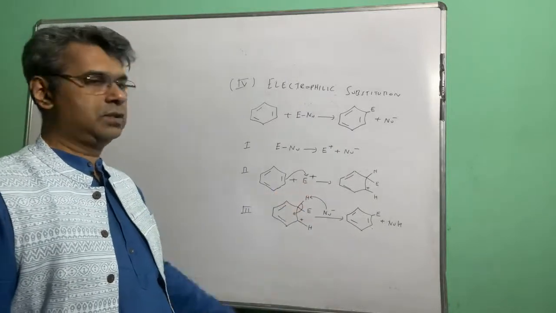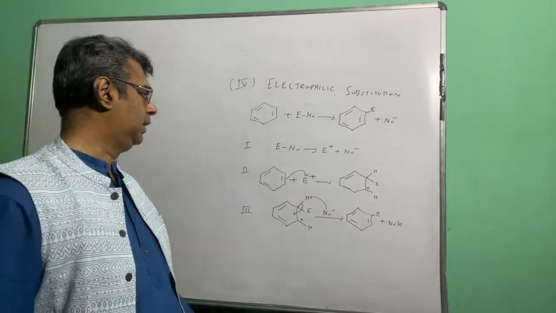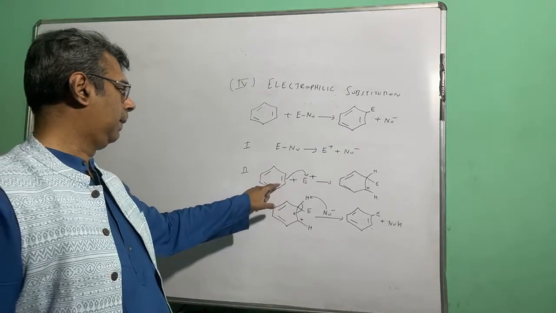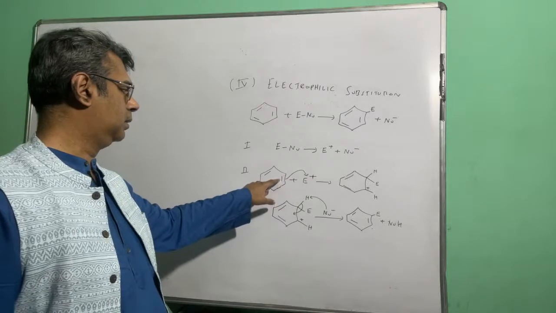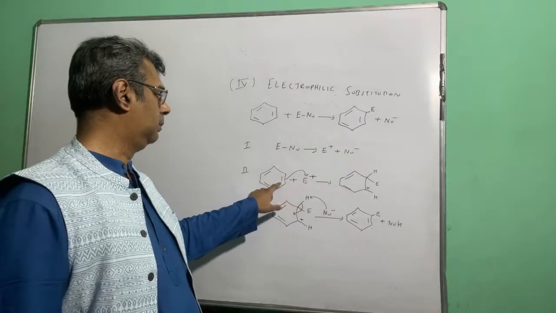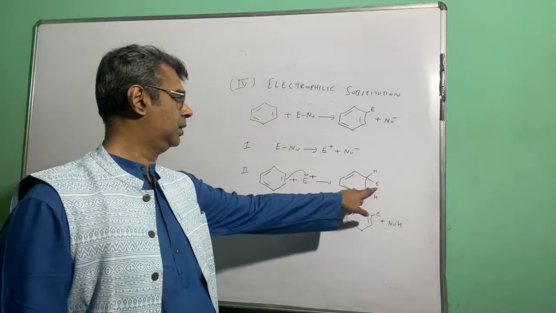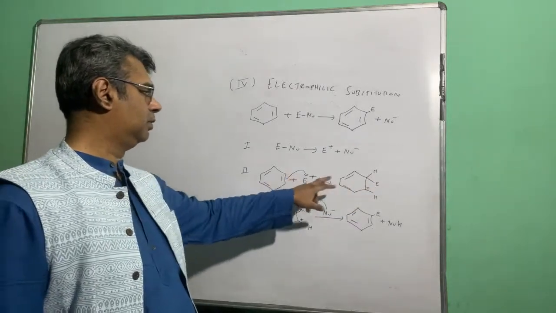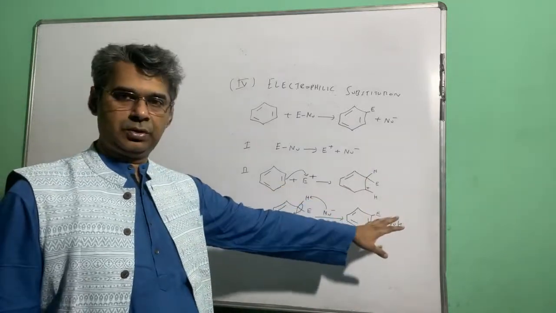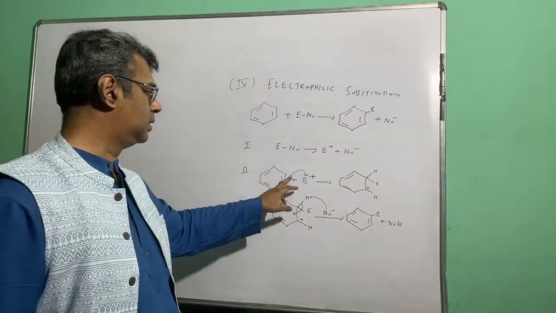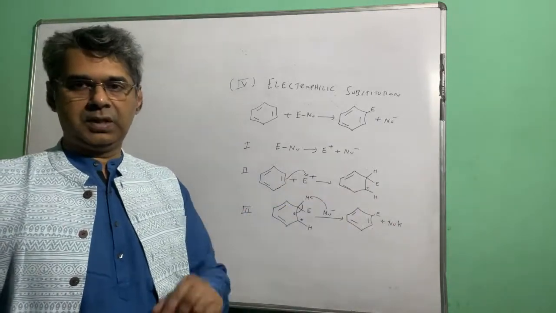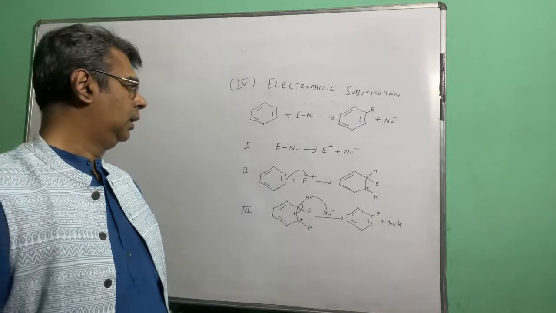Then E plus will attack benzene. So when E plus attacks the benzene, this pi bond will break and it will be used to make a bond with this electrophile like this. The hydrogen which was over here has been shown and the hydrogen over here has also been shown. But because the pi electrons have gone away, this particular place has become a plus charge. So it has become a carbocation.